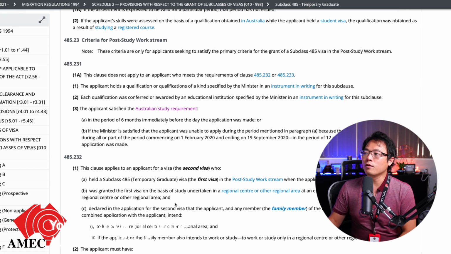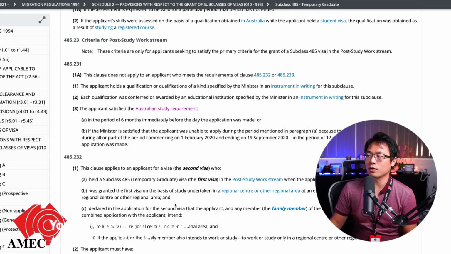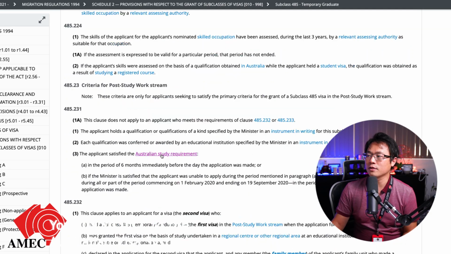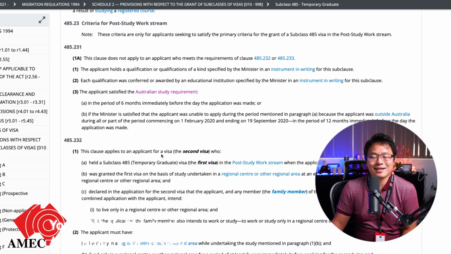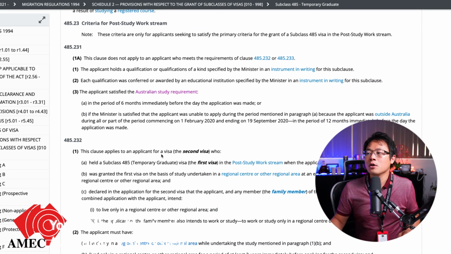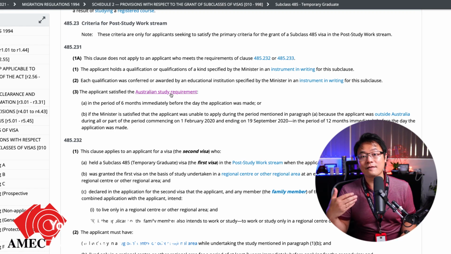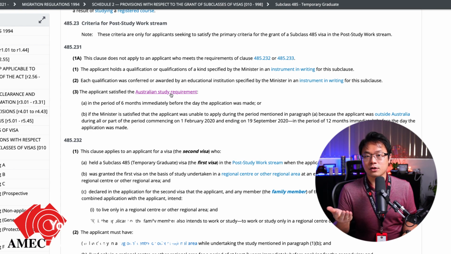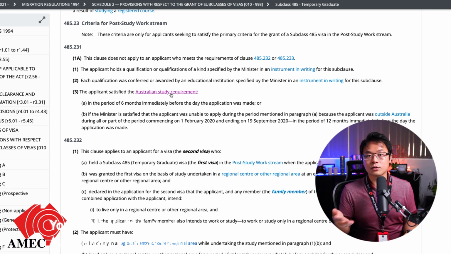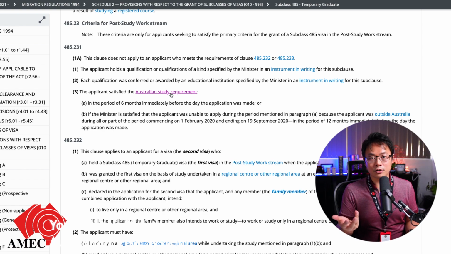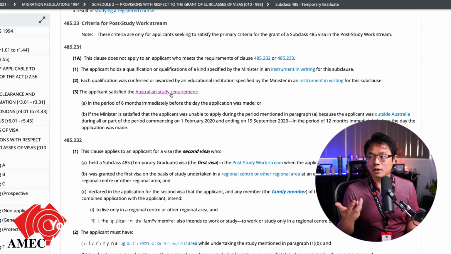Now, finally, let's move into the PSW, post-study work stream. So it's much easier and understandable than the previous stream, because it doesn't require skill assessment. All it requires is the Australian study requirement. So we have done an explanation of the Australian study requirement, basically 2 years, 2 academic years, 16 calendar months, and the course has to be registered and resulted in the qualification.